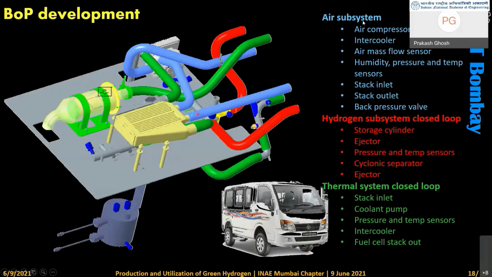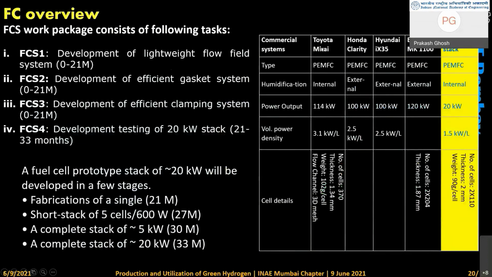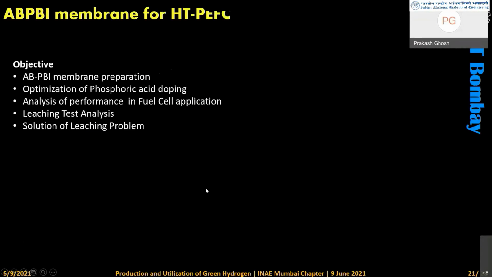This air subsystem, as I was telling, we are struggling with the air compressor because we need a very compact air compressor for the vehicle. So we have taken a target: this is the performance, or the characteristics, of the Toyota Mirai and Honda Clarity vehicles. This is our stack that we are planning. It will be 1.5 kilowatt per liter. We are far away from them, but still, if we can achieve this, it will be a good achievement for us. That's what we feel. And this will require another 1.5 years from now. We are actually aiming for this particular thing.